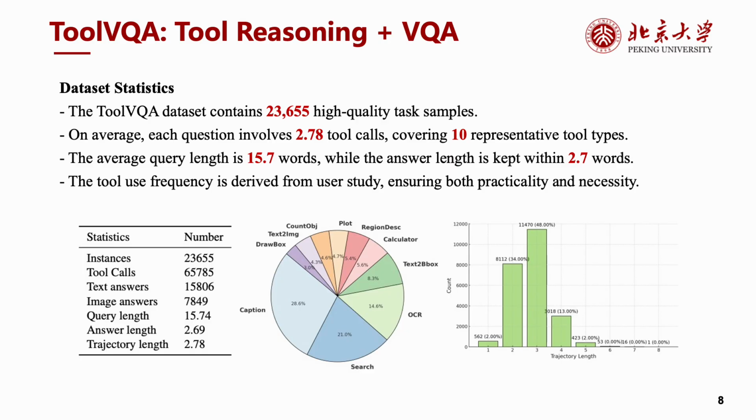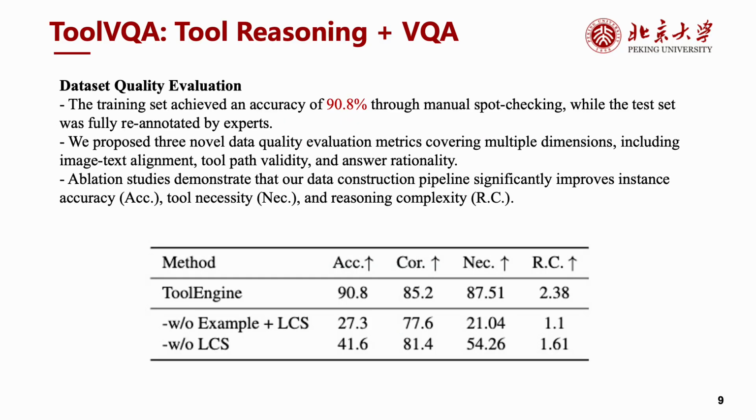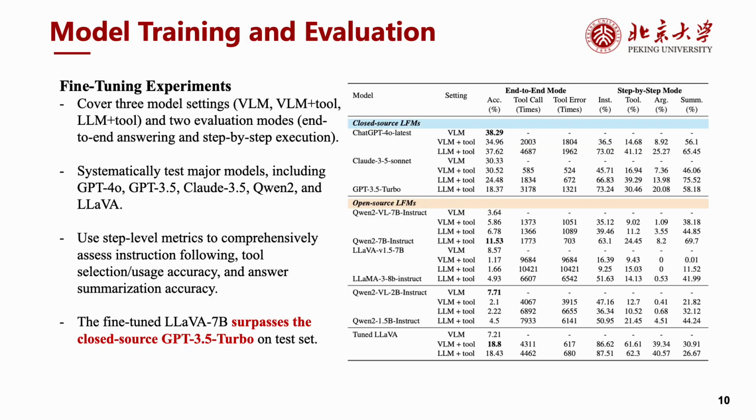So we use ToolEngine to build ToolVQA, a tool reasoning and VQA dataset. Here are some statistics of the ToolVQA dataset. We derived the tool use frequency from a real-world user study, ensuring both practicality and necessity. And we further do some fine-tuning experiments on the ToolVQA dataset. We cover three model settings, and we test major models including GPT-4o, GPT-3.5, Claude 3.5, Qwen 2, and LLaVA. We use step-level metrics to comprehensively assess instruction following, tool selection accuracy, and answer summarization accuracy.